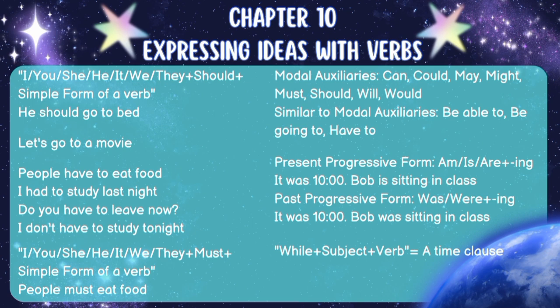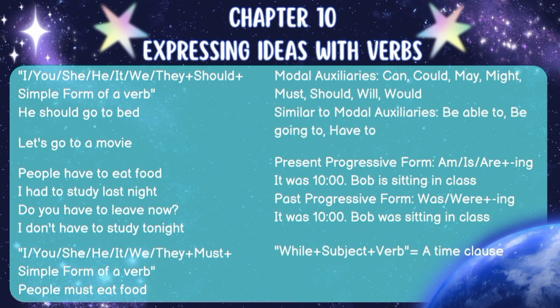The present progressive and the past progressive. The present progressive describes an activity in progress right now, at the moment of speaking. The past progressive describes an activity in progress at a particular time in the past. The form of the present progressive and the past progressive consists of be plus -ing. The present progressive uses the present forms of be, am, is, and are, plus -ing. The past progressive uses the past forms of be, was and were, plus -ing.